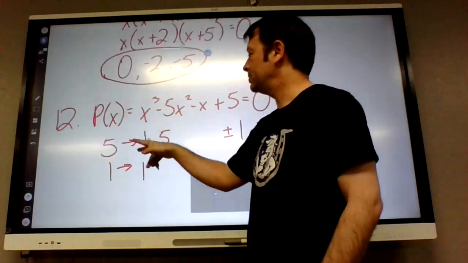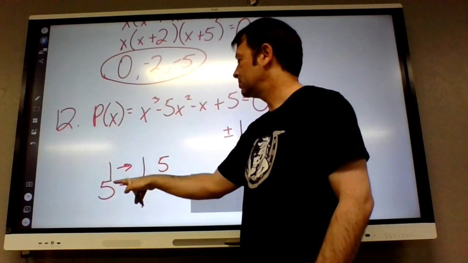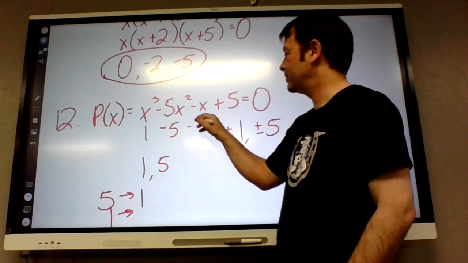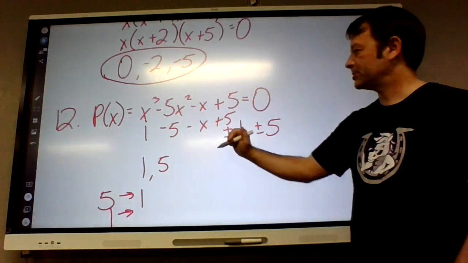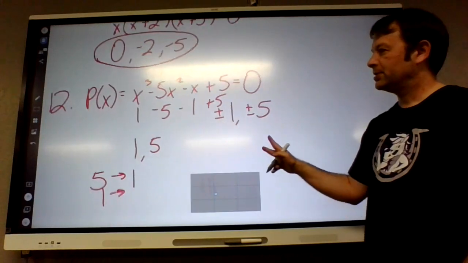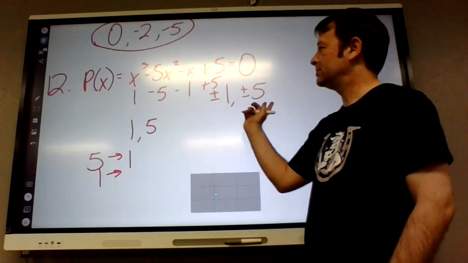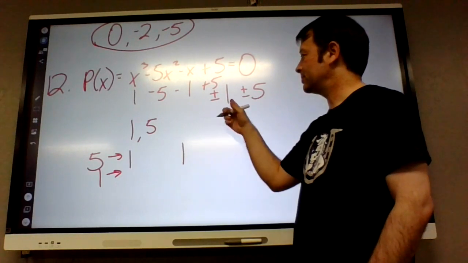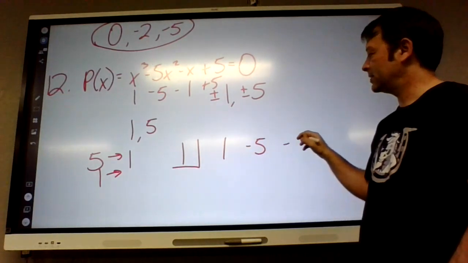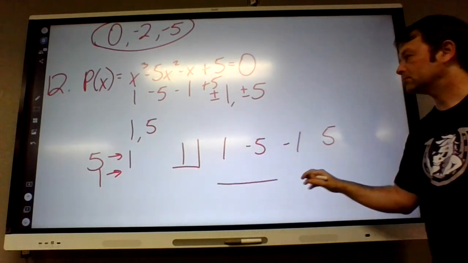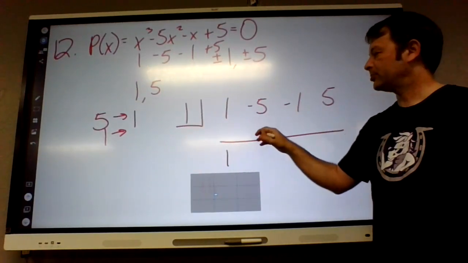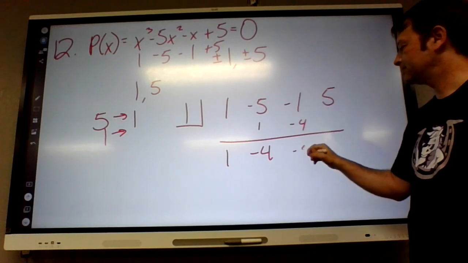If you plug in 1, 1 cubed is 1, minus 5, minus 1. Okay, whoops. Is that equal 0? Yes. So instead of plugging the rest of them in, sometimes it wouldn't work, but I'm going to divide it out like we did yesterday. We're going to divide that answer out. Add down, multiply up, add down, multiply up, add down.